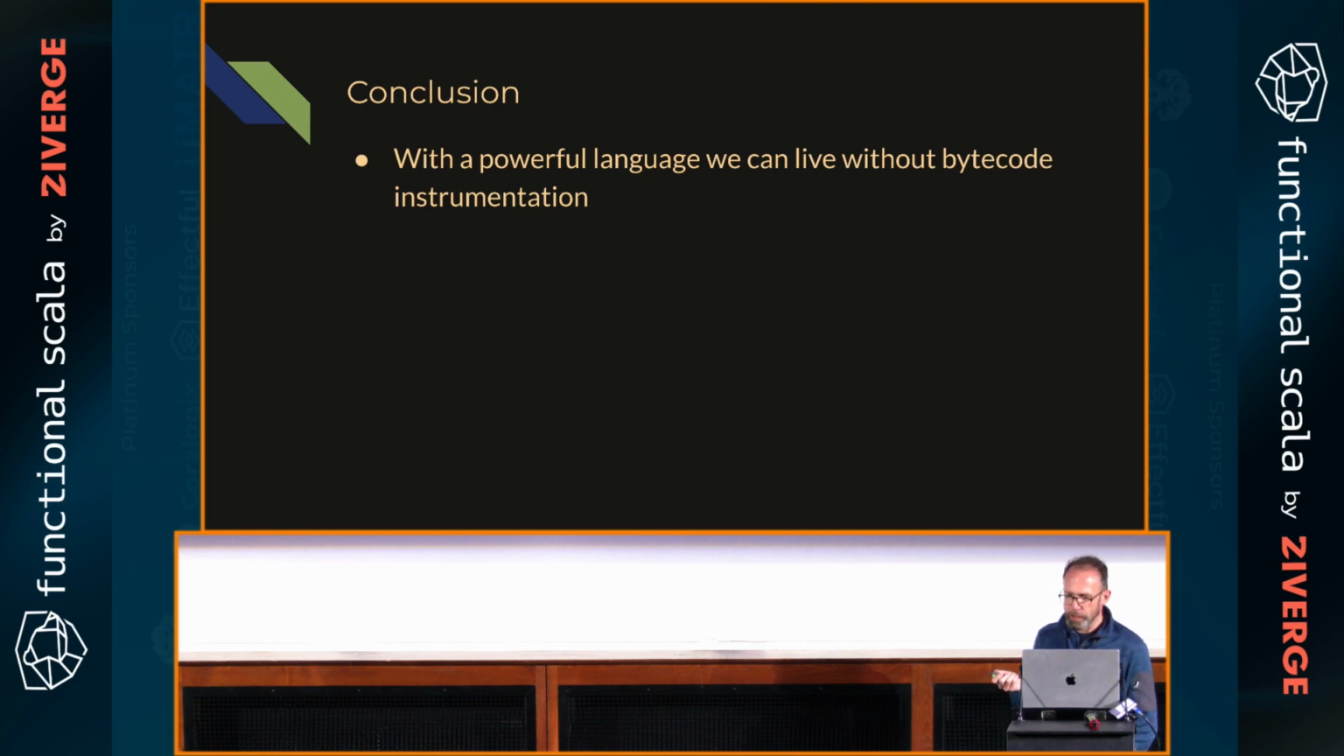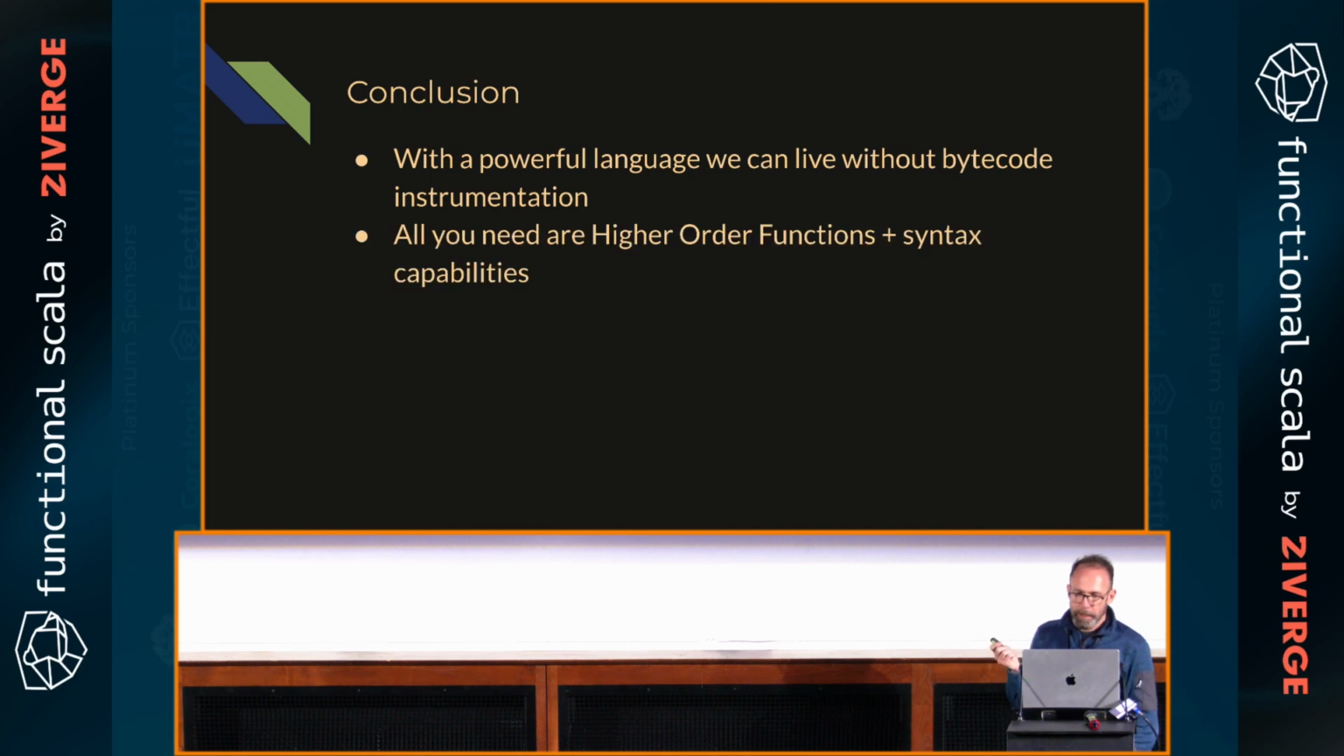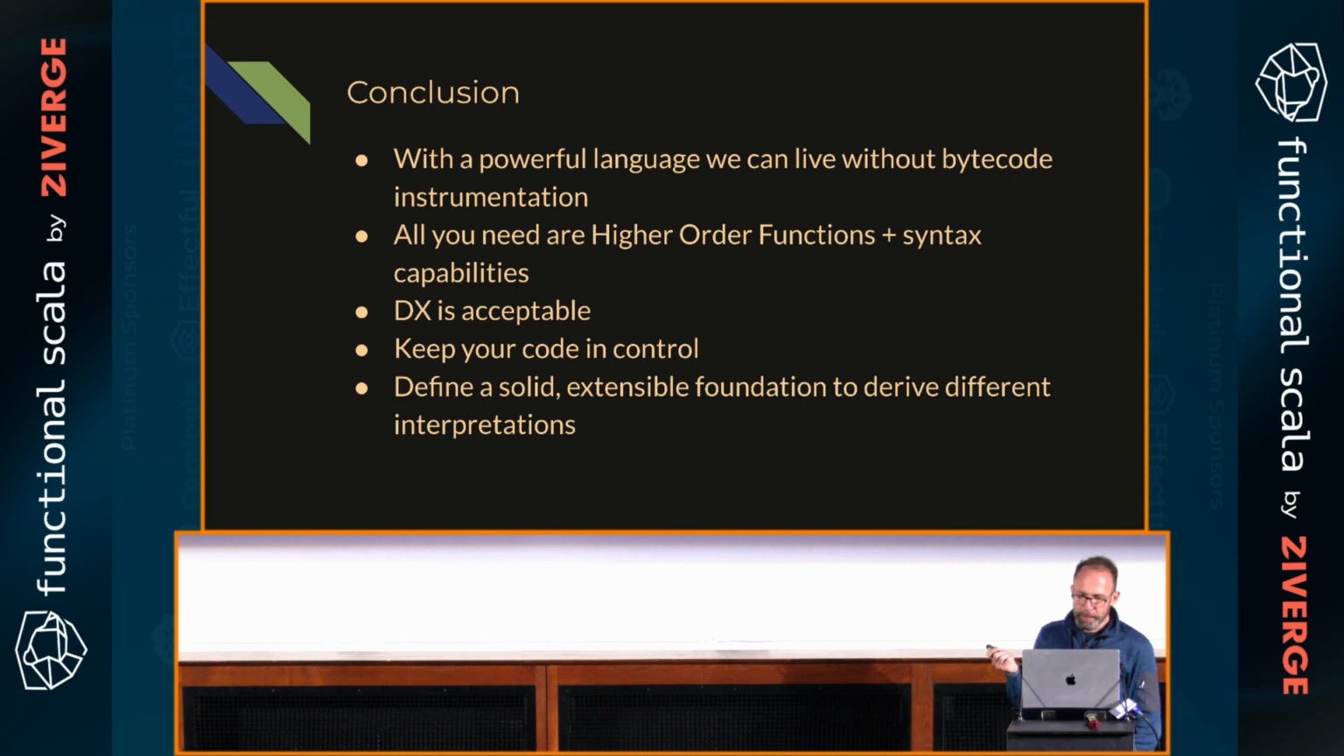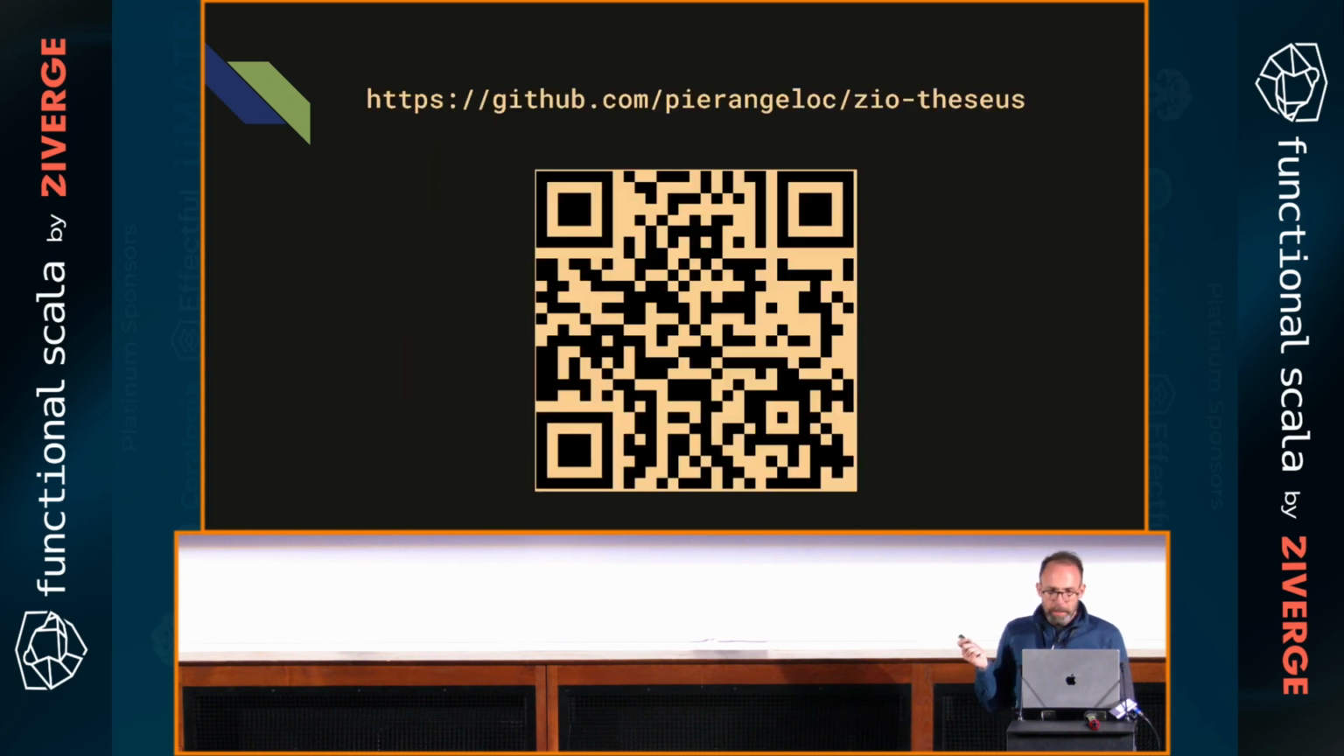So in conclusion, with a language such as Scala, we can live without bytecode instrumentation, and tracing doesn't make an exception for this, because all you need are higher order functions and some syntax capabilities to enrich your classes. The developer experience remains acceptable with this approach, and you keep your code in control because you're able to see, looking at one place, where things are happening. And we defined a solid and extensible foundation to derive different interpretations and to be able to instrument manually different technologies. The code is available here.